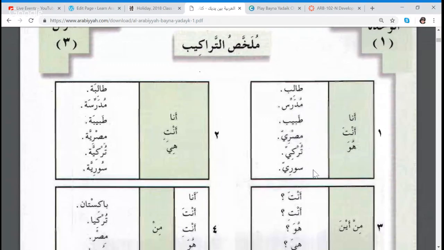Very good. Now use Enta and go through all the examples again. Enta Talib. Enta Mudarris. Enta Tabibon. Good. Enta Misriyon. I don't know why I keep messing that up. It's because there are a couple of consonants here, and you have a tendency to want to put an extra vowel, which is normal. But because of the sukun, you don't. Yeah, it's because of this little circle. Okay. So Misriyon. Enta Turkiyon. Enta Suriyon. Very good.